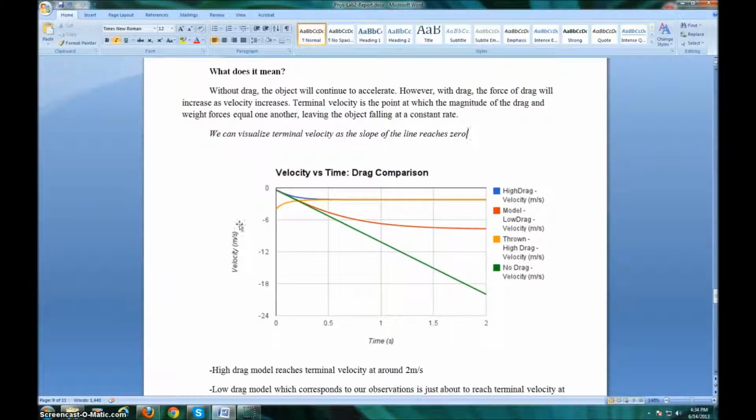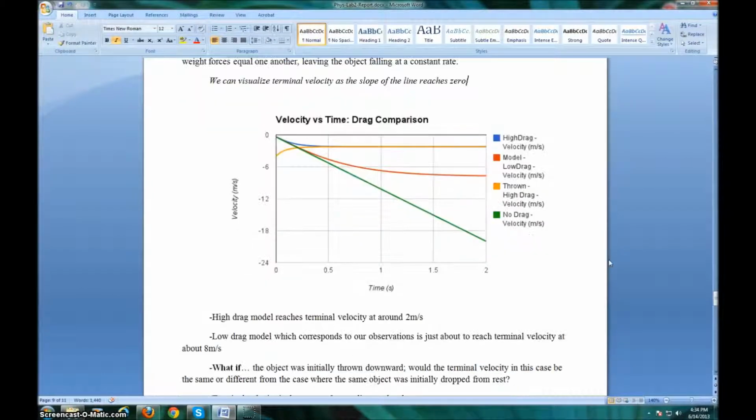What does it mean? Well, without drag, the object will continue to accelerate. However, with drag, the force of drag will increase as velocity increases. Terminal velocity is the point at which the magnitude of the drag and weight forces equal one another, leaving the object falling at a constant rate. We can visualize terminal velocity as the slope of the line reaches zero. The high drag model reaches terminal velocity around 2 meters per second. The low drag model, which corresponds to my observations, is just about to reach terminal velocity at about 8 meters per second.